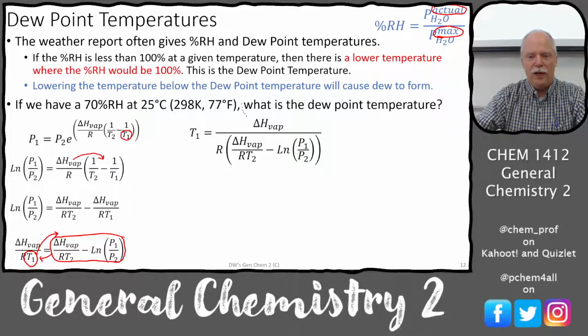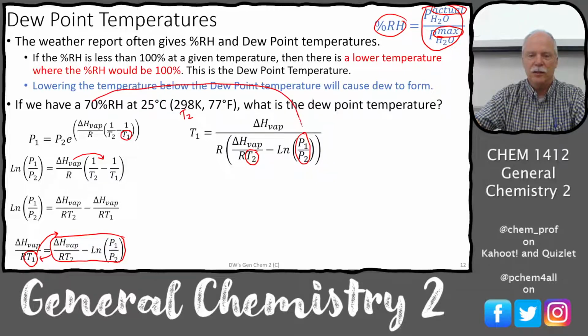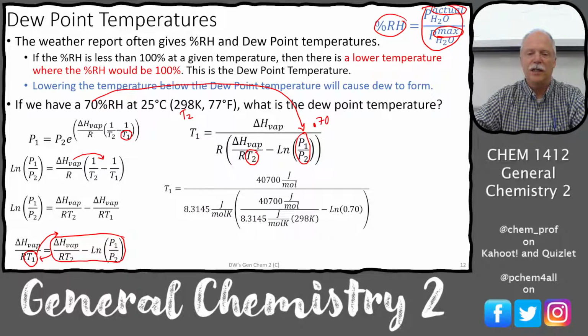Now, we know T2, that's 298. But where's P1 and P2? What's up with that? Well, look up here. This percent relative humidity is the ratio of the pressures. It's the actual over the max, okay? And so this piece right here goes right in for P1 over P2, only not as a percentage. It goes in as the decimal. So it goes in here as a 0.7. That is that ratio. That's the percent relative humidity. So you put in 0.7. We know the delta H of vaporization for water. We're going to use the Joule version of the gas constant. And here's all the numbers.